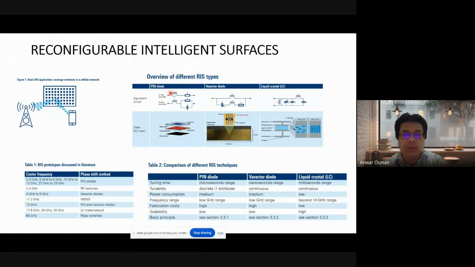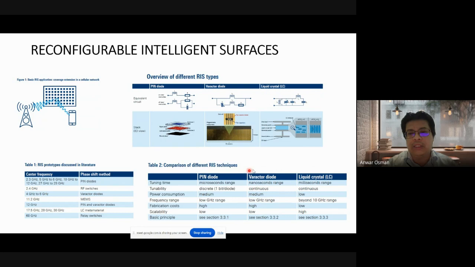One of the materials in the so-called technology they use is pin diodes in the circuit. And this is the so-called architecture used versus the frequency that it enabled to do the RIS. For example, pin diode, RF switches, varactor diode, MEMS, and the metamaterial. And this is the comparison of different RIS techniques, right?